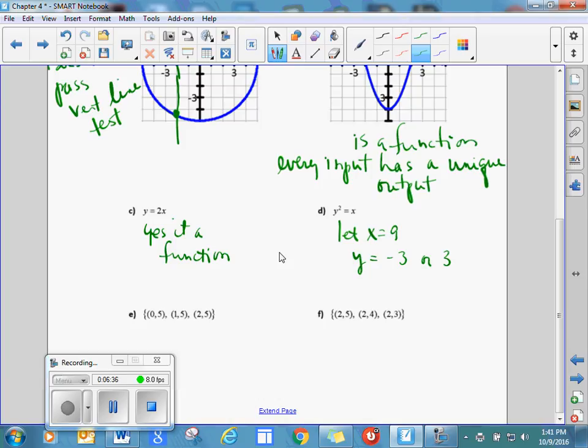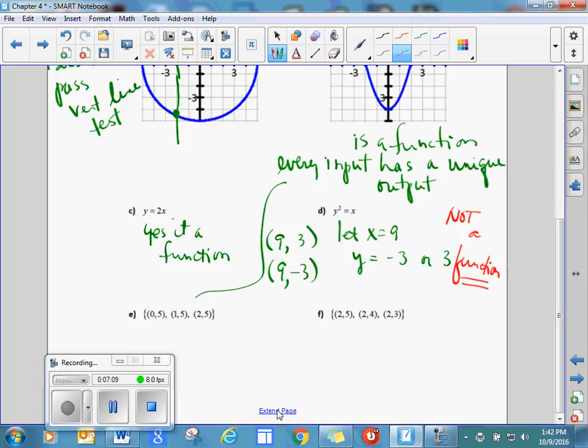So if we wrote these as ordered pairs, the x is 9 and one of the y's is -3, and x is 9 and the other y is +3. So I think you can see that this is a case where our input doesn't have a unique output. Our input actually has 2 possible outputs. So this is not a function. It's a graph, it's an equation, it's all kinds of things, but it is not a function.